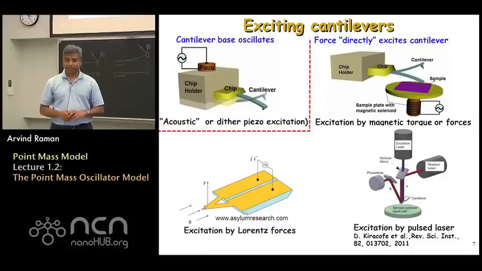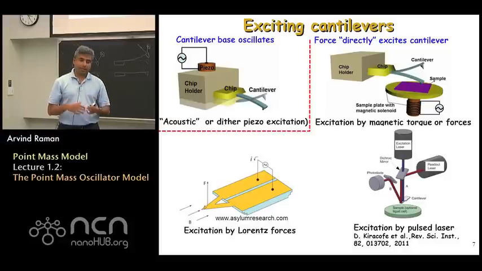A second common technique is shown on the top right. This is a magnetic excitation in which one applies a magnetic layer on the cantilever and applies an oscillating magnetic field. And depending on the orientation of the magnetic moments, one generates a magnetic torque or a magnetic moment or a magnetic force, which fluctuates in time. And if that is tuned to the resonance of the cantilever, again, one gets large amplitude motions.